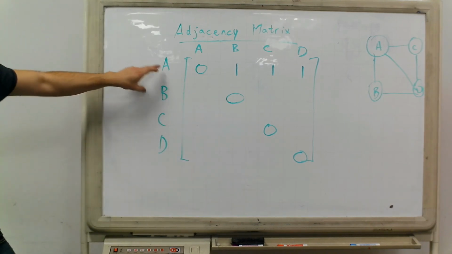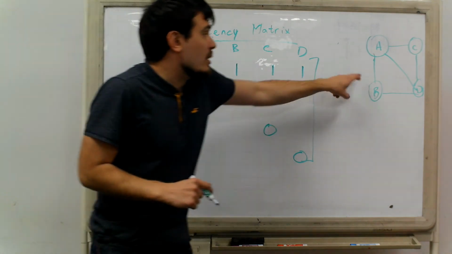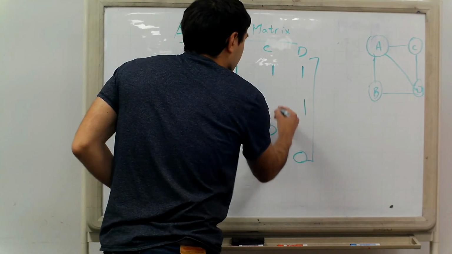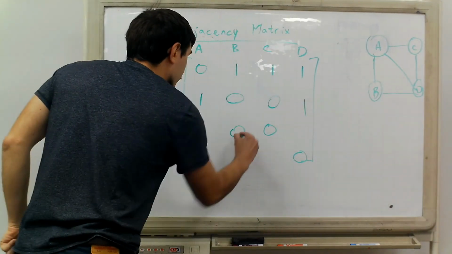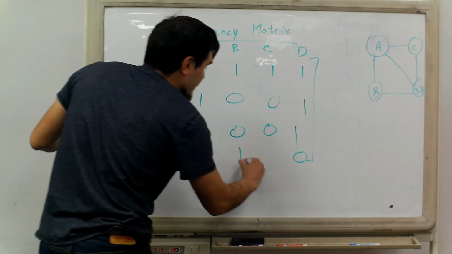And then here we're saying A has an edge to B, has an edge to C, and has an edge to D. Then B only has an edge to A and D. So it's 1 here, and 1 here, and 0 here. And C does not have an edge to B, but has an edge to these other ones. And then D has an edge to all of them.